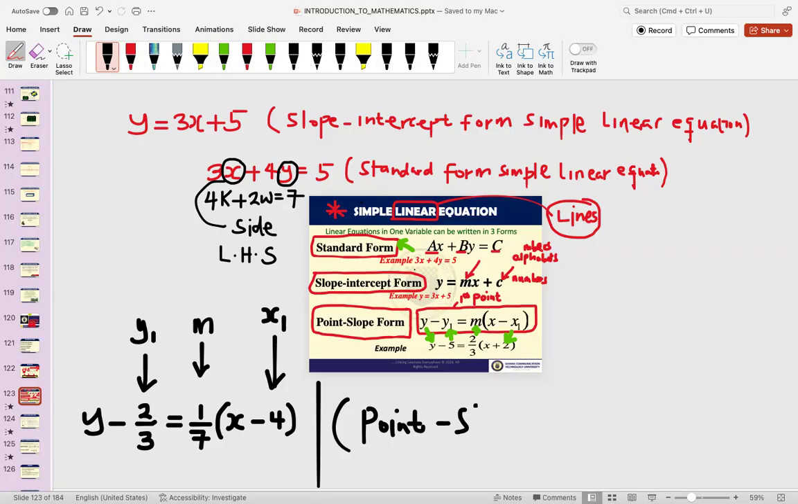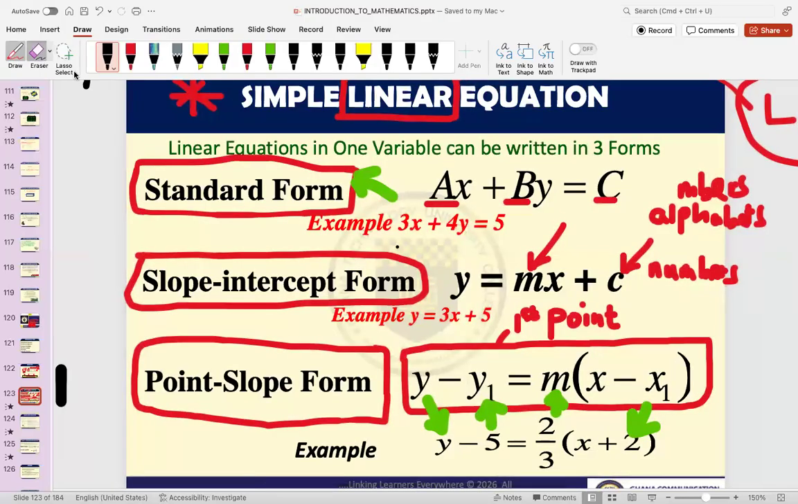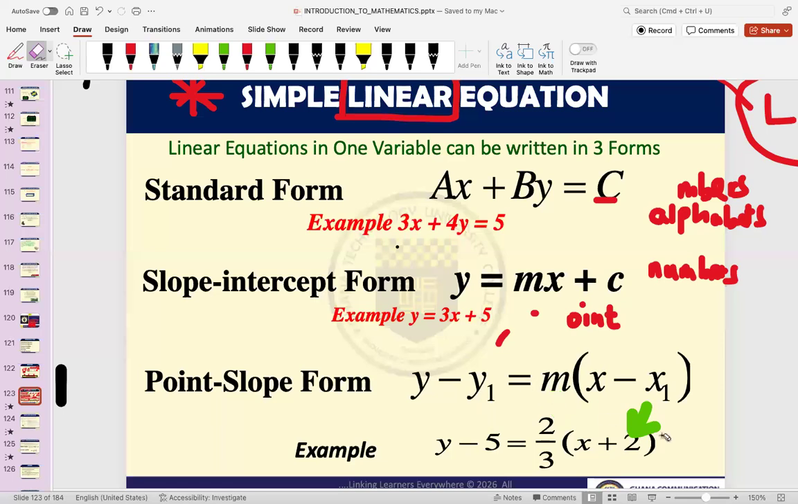So any simple linear equation written of this form is called the point slope form simple linear equation. So these are the three features of the simple linear equation.